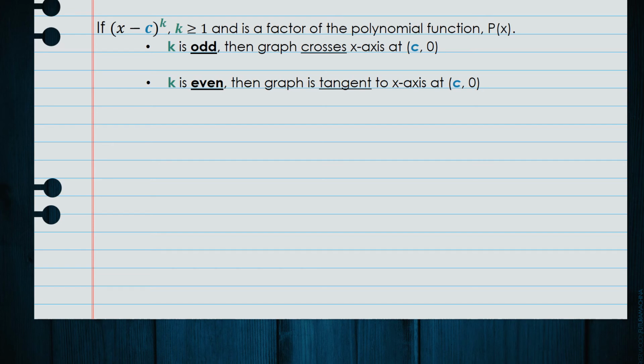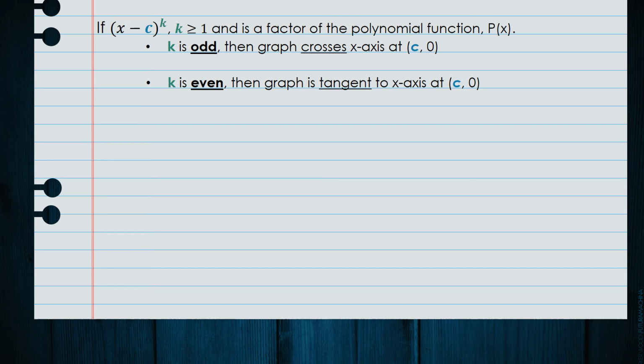Well, that fact brings us to this. If x minus c raised to the k power, where k is greater than or equal to 1, is a factor of the polynomial function p of x, then if k is odd, the graph crosses the x-axis at the point c, 0. If k is even, then the graph is tangent to the x-axis at the point c, 0.